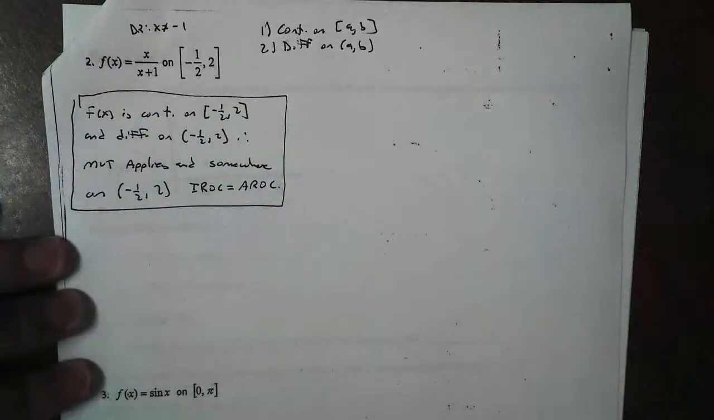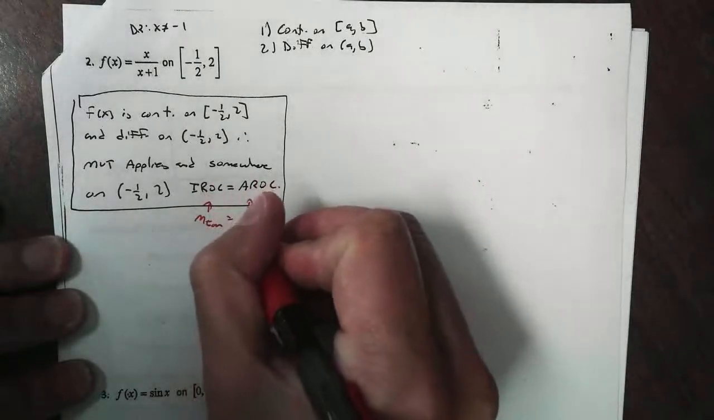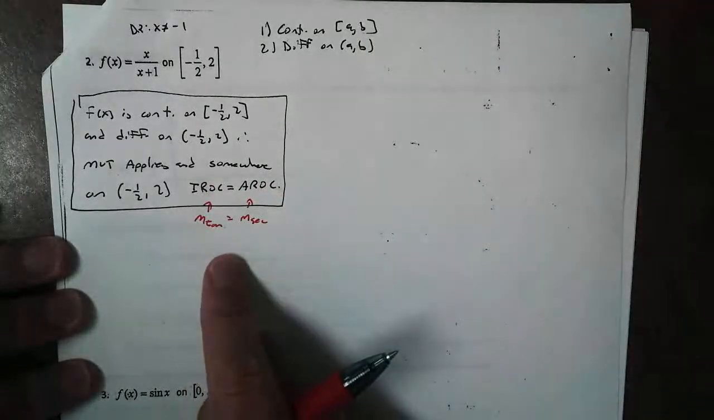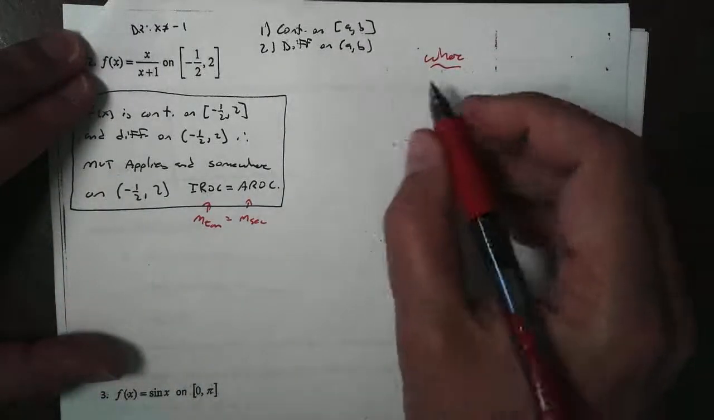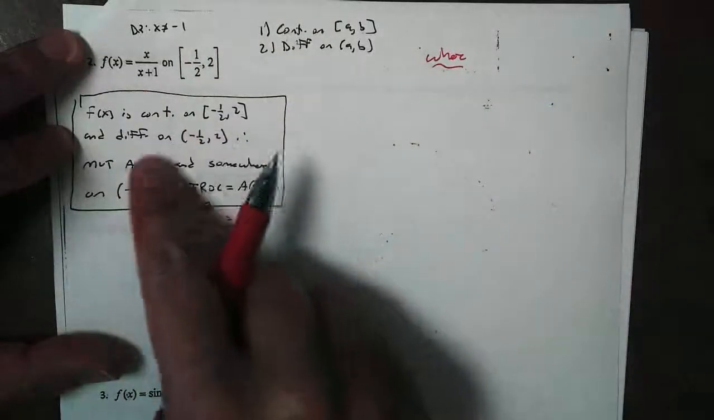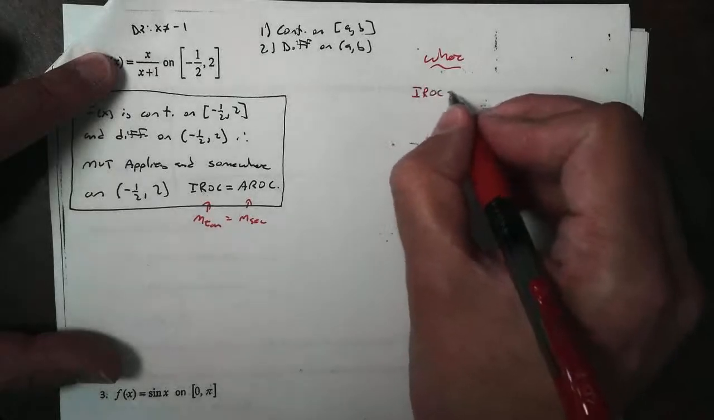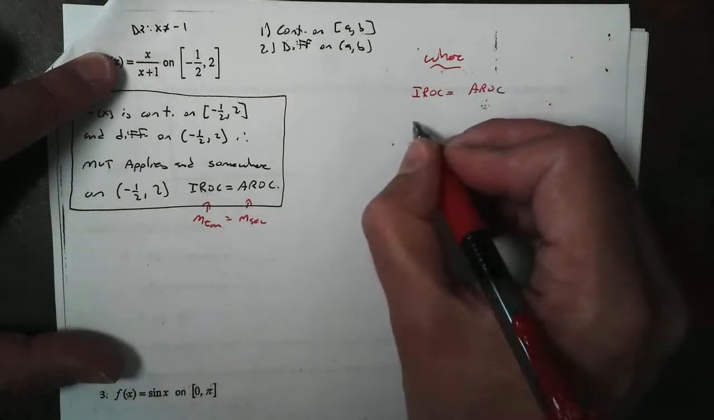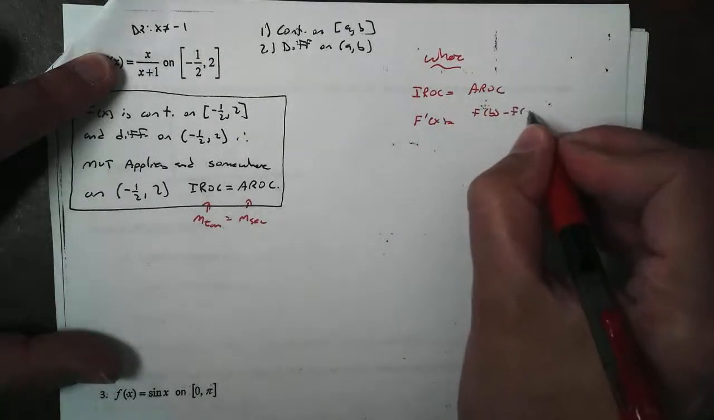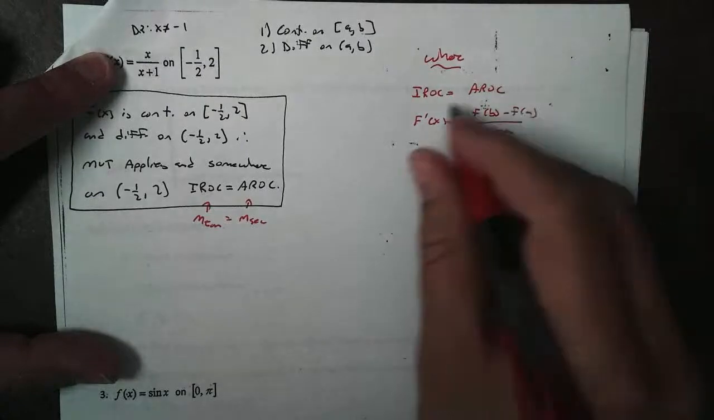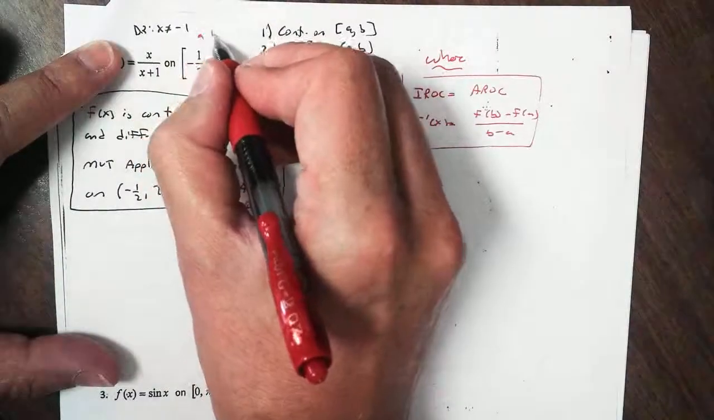Remember, what we're saying is that the slope of my tangent line equals the slope of my secant line. So now we just have to find out where this occurs. It doesn't take much. That's it. That's all you have to write. So to find out where it occurs, remember my rule, IROC equals AROC. So we're saying that the derivative has to equal the slope, f of b minus f of a over b minus a. That's our rule. This is our rule for MVT. And there's your a, there's your b.